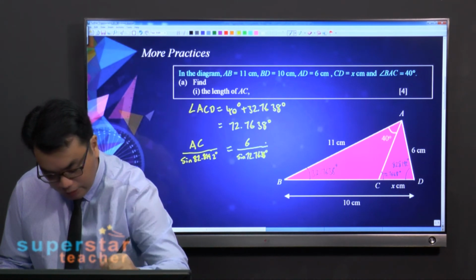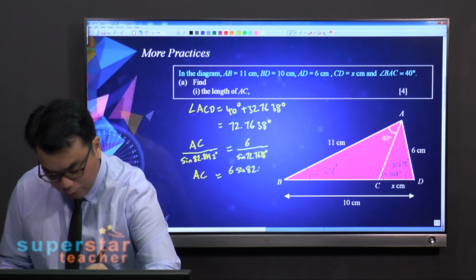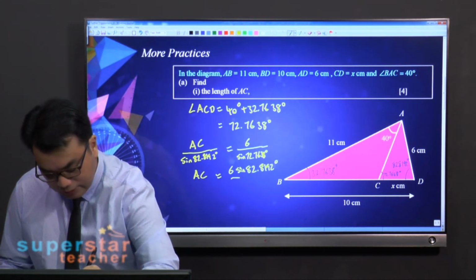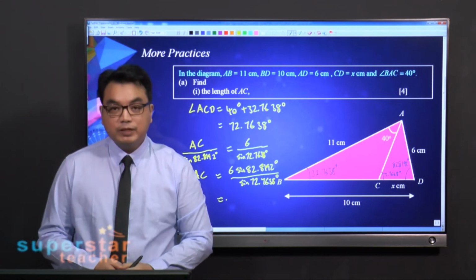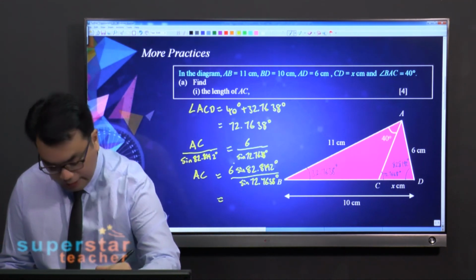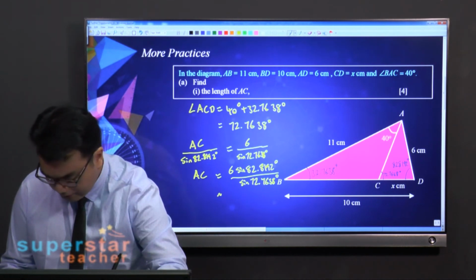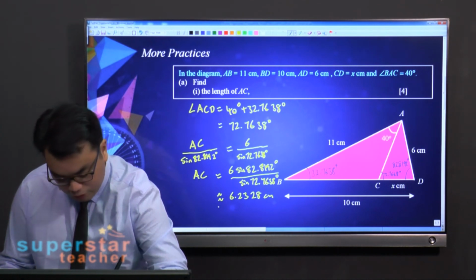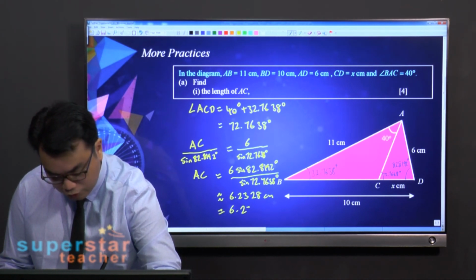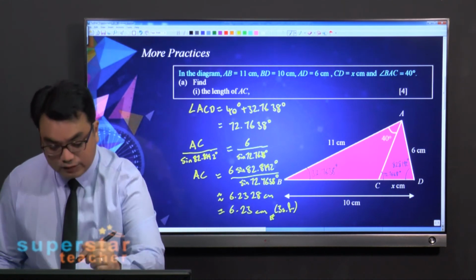72.7638 degrees. So AC equals 6 times sine 82.8192 degrees divided by sine 72.7638 degrees. So you just press this in your calculator. You will get approximately 6.2328 cm. So rounded off to 3SF is 6.23 cm. So this is for part 1.